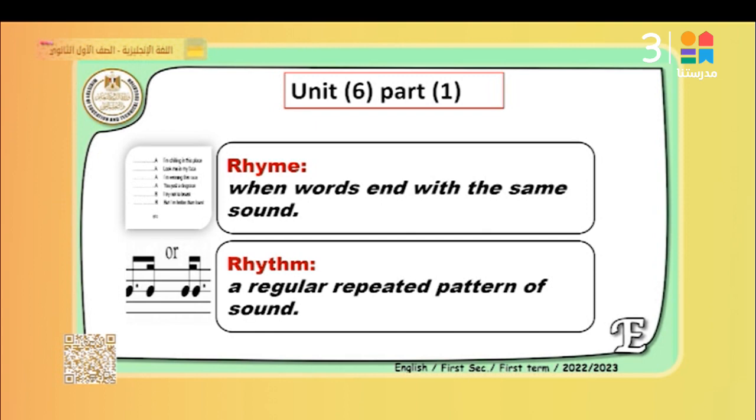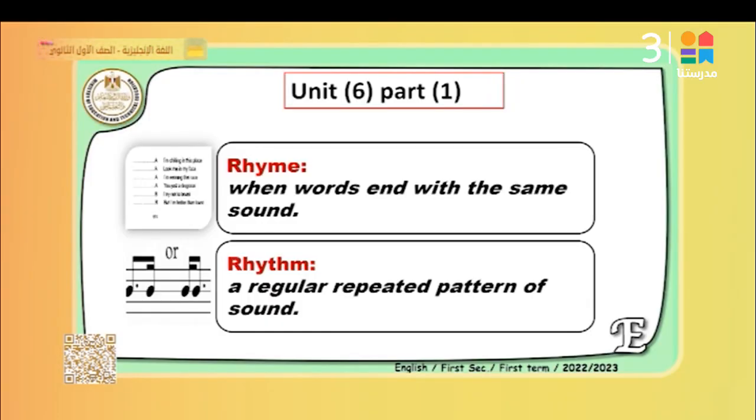In Arabic we call it القافية أو السجع. احنا بنقولها كده in Arabic. In English it's the rhyme. So what is the rhyme in English? It means that two lines end with the same sound.